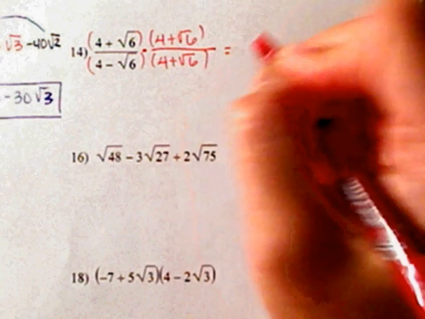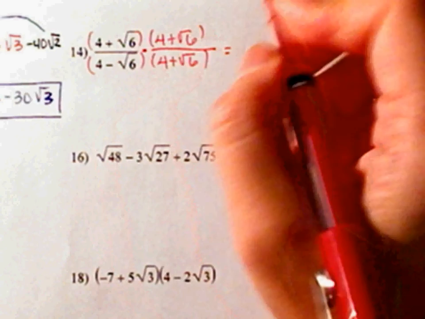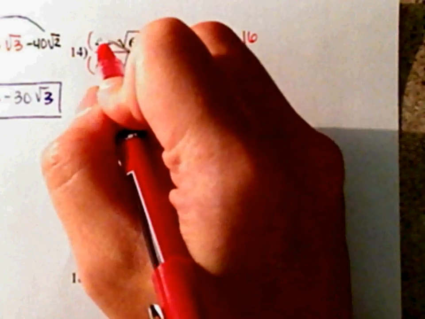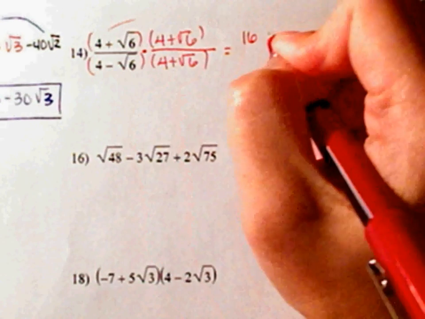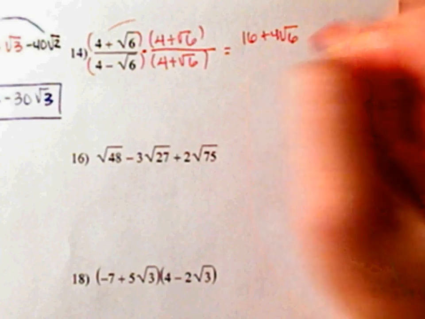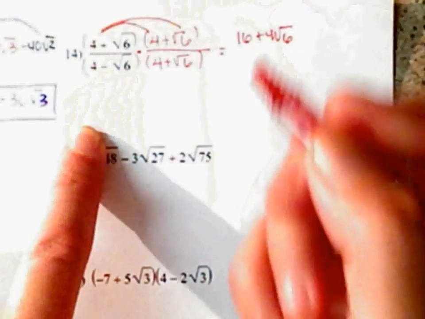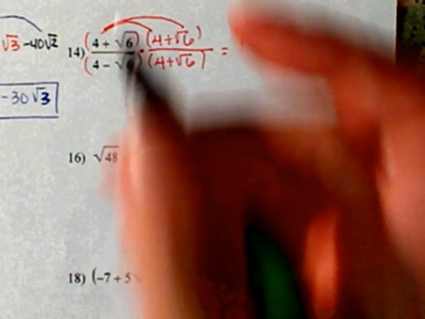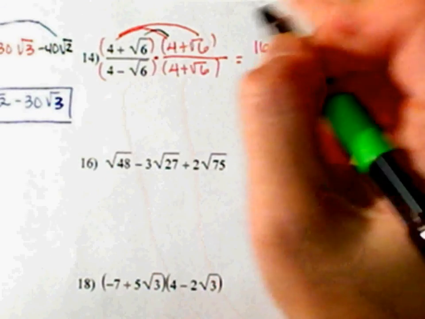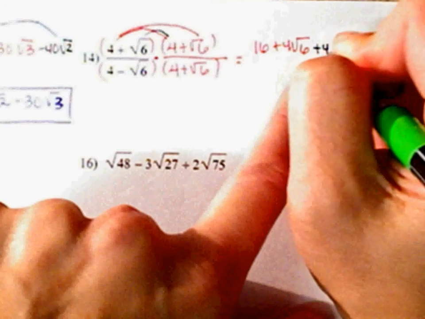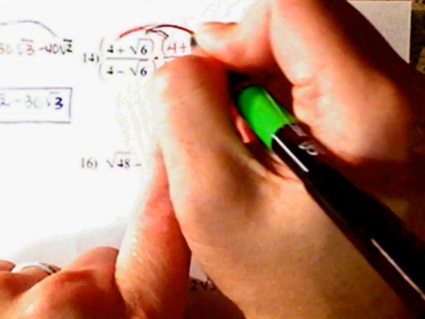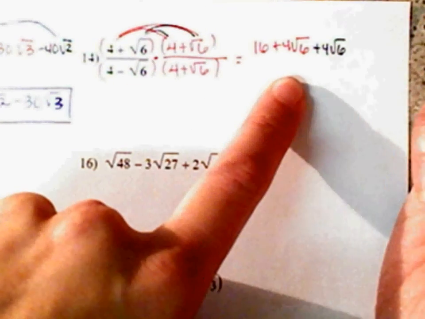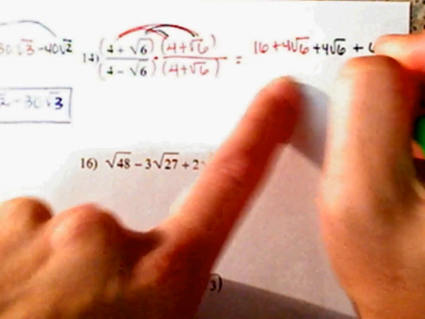Righty? So 4 times 4 is 16. 4 times square root of 6 is plus 4 square roots of 6. Okay. Then you do the other one as well. 4 square roots of 6 is positive 4 square roots of 6. Square root of 6 times square root of 6 is square root of 36. Square root of 36 is just 6. Okay.